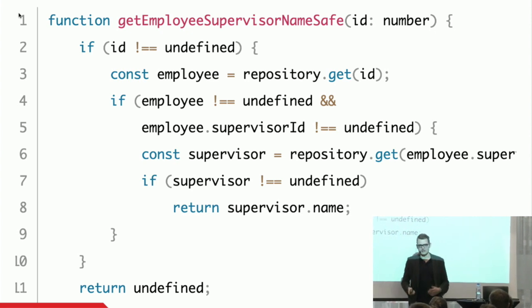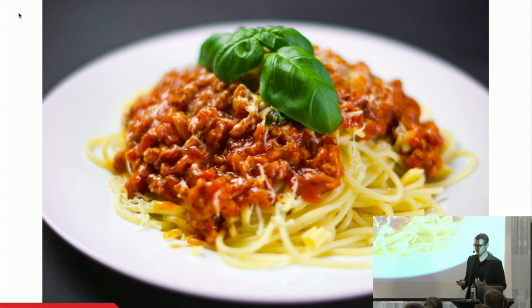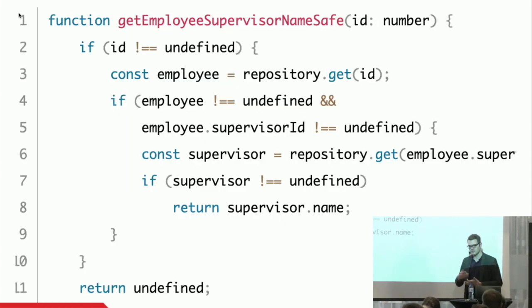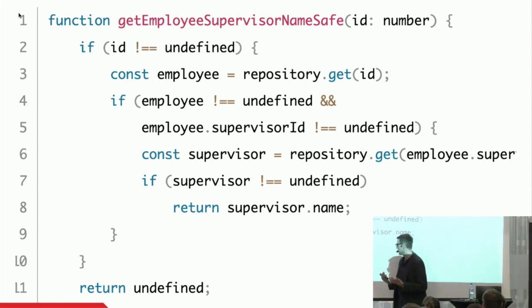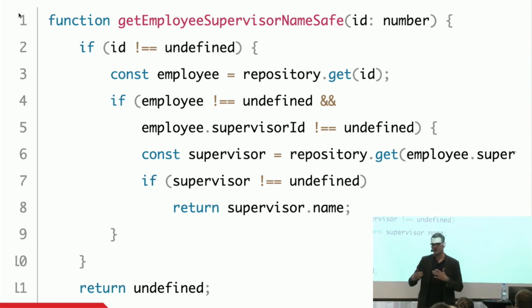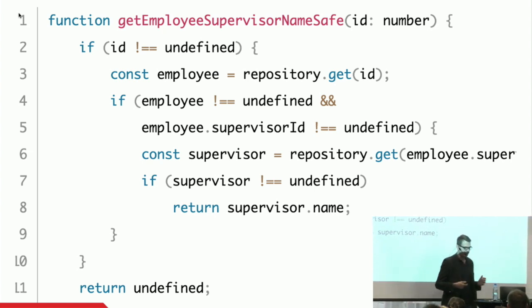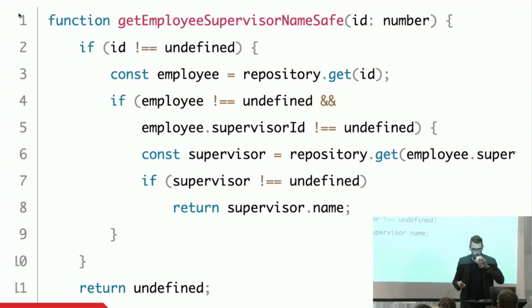So what we ended up with is spaghetti code. This function is completely unreadable, it's hard to maintain, and it obfuscates our real intention. Our real intention isn't clear here. It's all about this checking for undefined. It's about checking for empty results, and it's not about getting the employee supervisor's name.